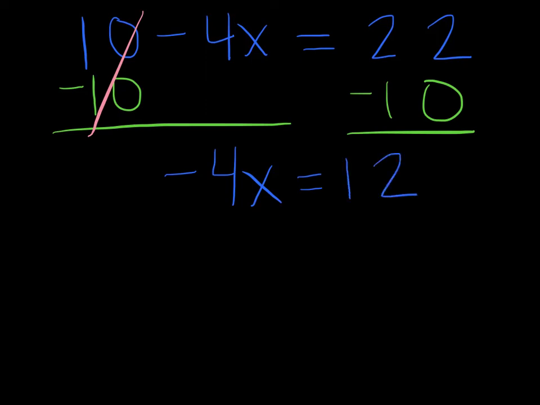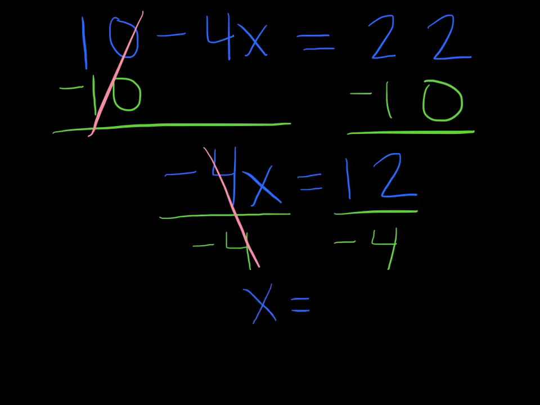Now I have a negative 4 times x. The inverse of multiplication is division. So I'm going to divide both sides by a negative 4. Negative 4 divided by negative 4 is 1, so that's going to cancel out because remember we will never write a 1 in front of a variable. We'll just write the variable.